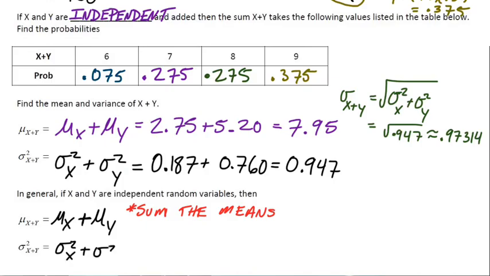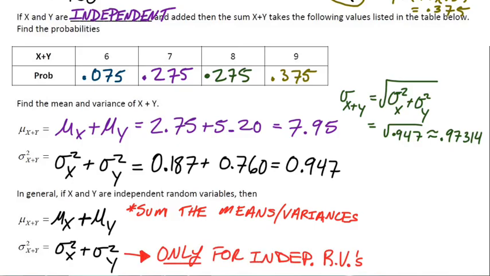Coincidentally, the variance is actually really straightforward too. It's the variance of x plus the variance of y. Just keep in mind that only works when x and y are truly independent random variables. If they're dependent, it's not so obvious. This formula actually gets more difficult, but by and large, we're only going to deal with the independent case. So this actually works really nicely.